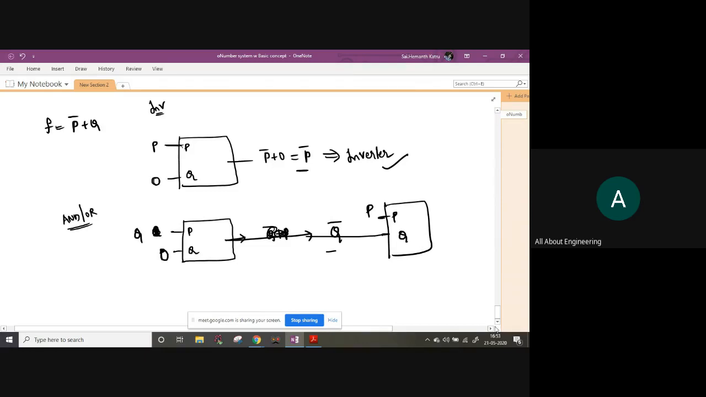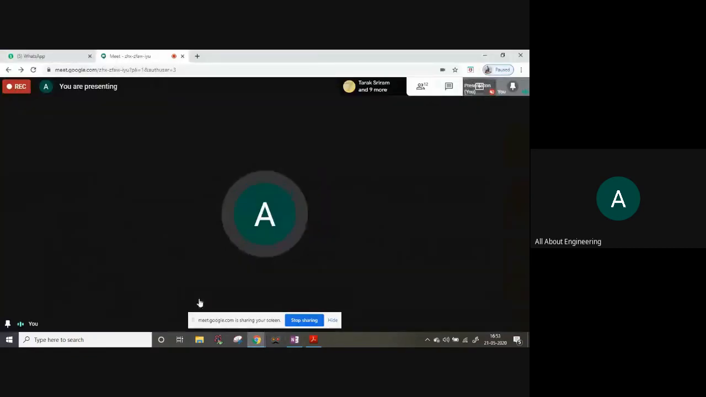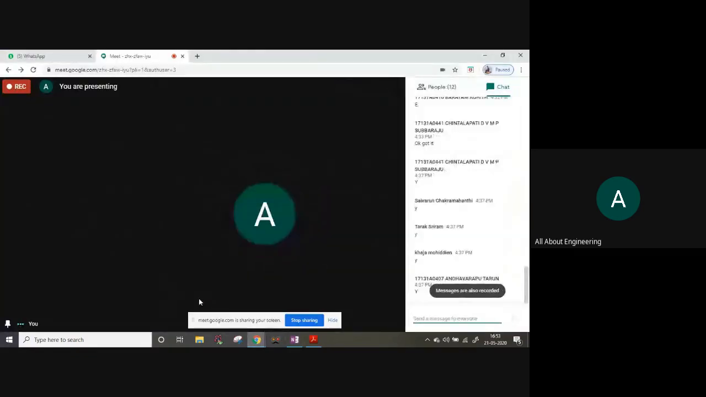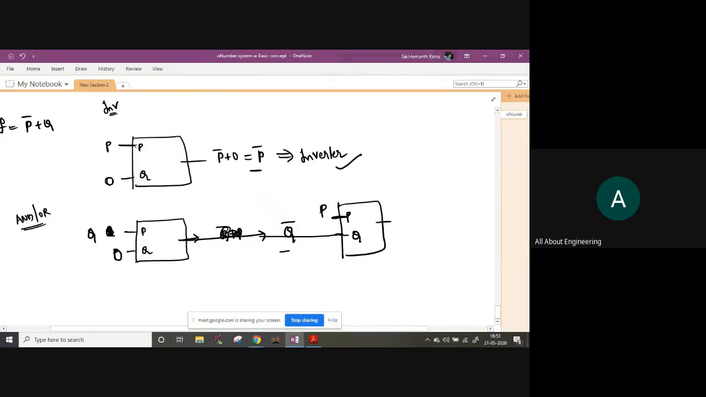So you are following me, right? If not, you just comment in this comment so that I can help you immediately, or you can ask later. See, I am giving p as usual here, and I am giving the q bar as input here. Now what will be the output? It will be p bar plus q, but instead of q, what I'm connecting is q bar.